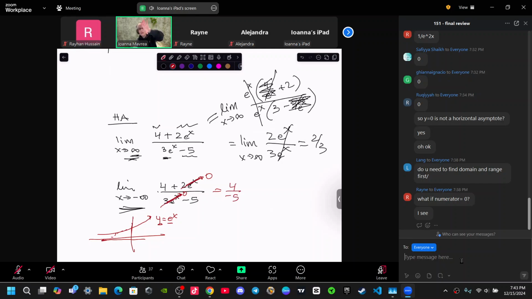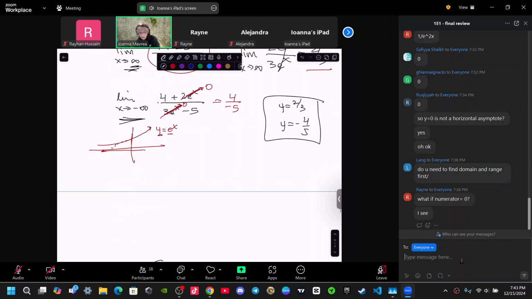So in both cases, you get constants. You're looking to find out what the y coordinate is doing at the edges. The y coordinate at one edge is becoming 2/3, and the y coordinate on the other edge is becoming negative 4/5. So you have two horizontal asymptotes, y equal to 2/3 and y equal to negative 4/5. Two of them.